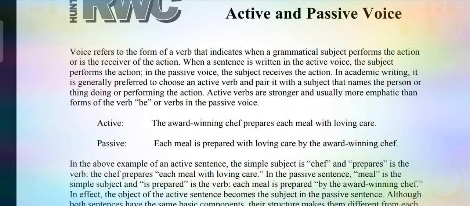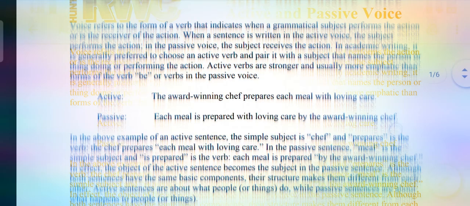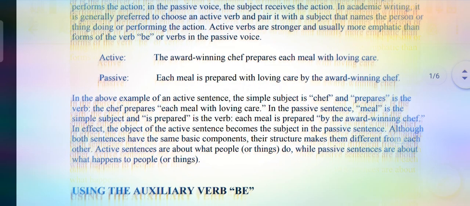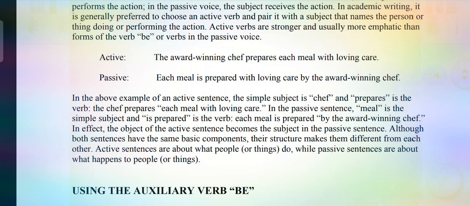Now, the next point: active verbs are stronger and usually more emphatic than forms of the verb be, which are verbs in the passive voice. Means active verbs are stronger and more emphatic. You know, the verb which is written in passive voice is not more emphatic than in active sentences. For example, two examples have been given: active and passive. The award winning chef prepares each meal with loving care. The passive of this sentence also has been given: each meal is prepared with loving care by the award winning chef.